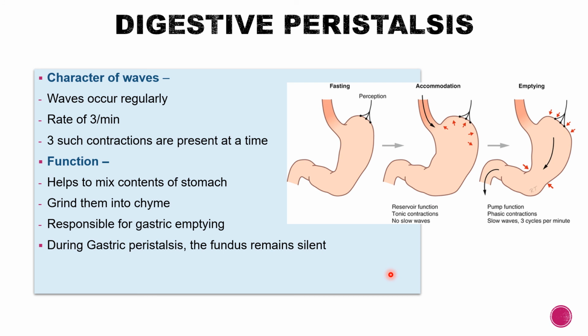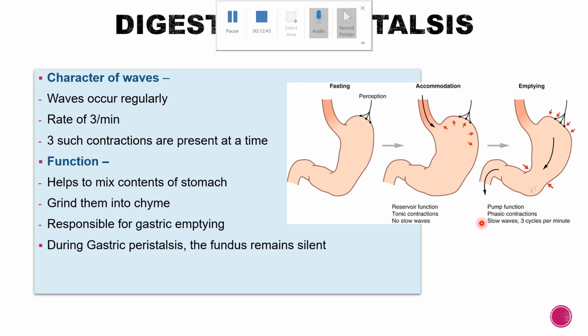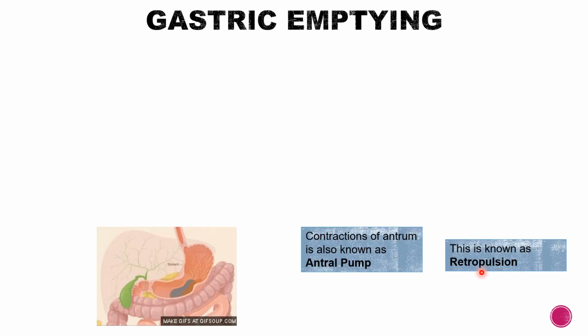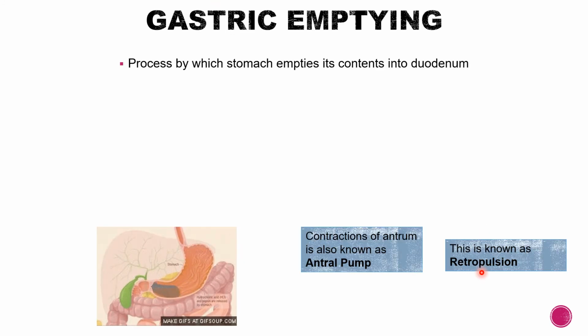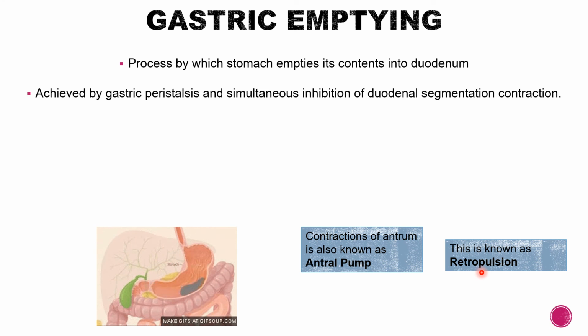So let's go on to gastric emptying. Okay, this is important. What is gastric emptying? Gastric emptying is a process by which the stomach empties its contents into the duodenum. This is achieved by gastric peristalsis, as we just talked about, and simultaneous inhibition of duodenal contraction. Okay, there is contraction of the pylorus and antrum and inhibition of contraction of the duodenum.